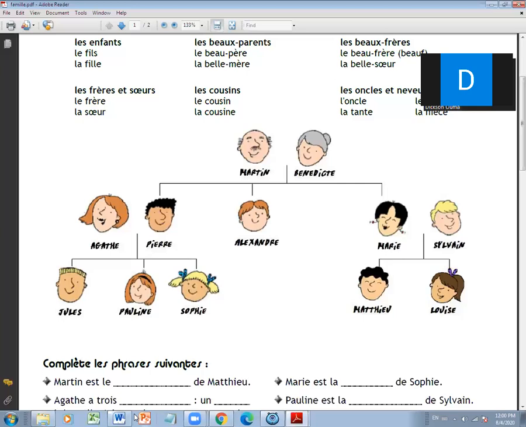In other words, le beau-frère, okay? Beau-frère, yes, that is brother-in-law, right? Now, Marie and Sylvain have two kids, Matthew and Louise. Then Agathe and Pierre have three kids, Jules, Pauline, and Sophie. Now, my question is, how is Sophie calling Louise? Cousine. Very good. Are we in agreement?